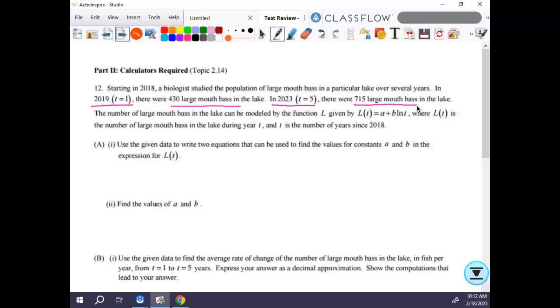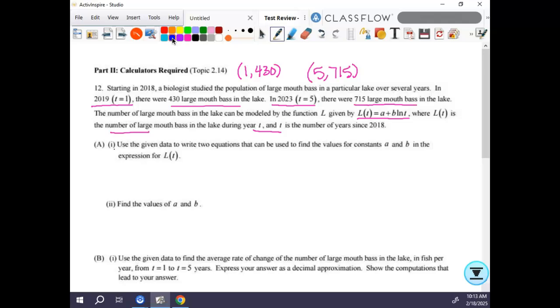So I have two ordered pairs already: (1, 430) and (5, 715). The number of largemouth bass in the lake can be modeled by this function right here. It tells me exactly what it's supposed to look like. L of t is the number of largemouth bass, and t is the number of years.